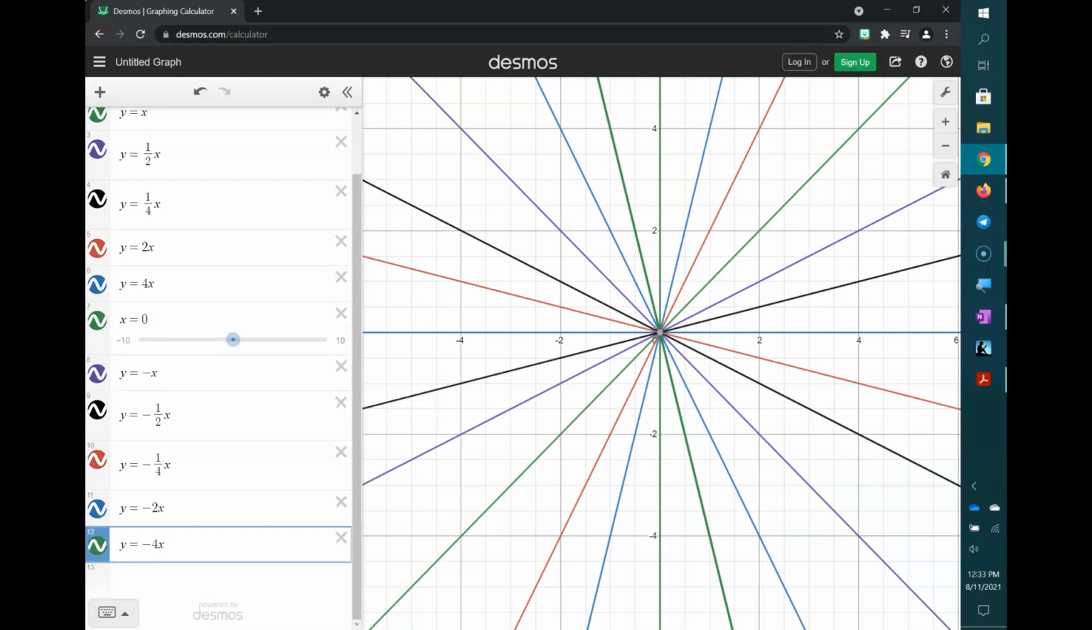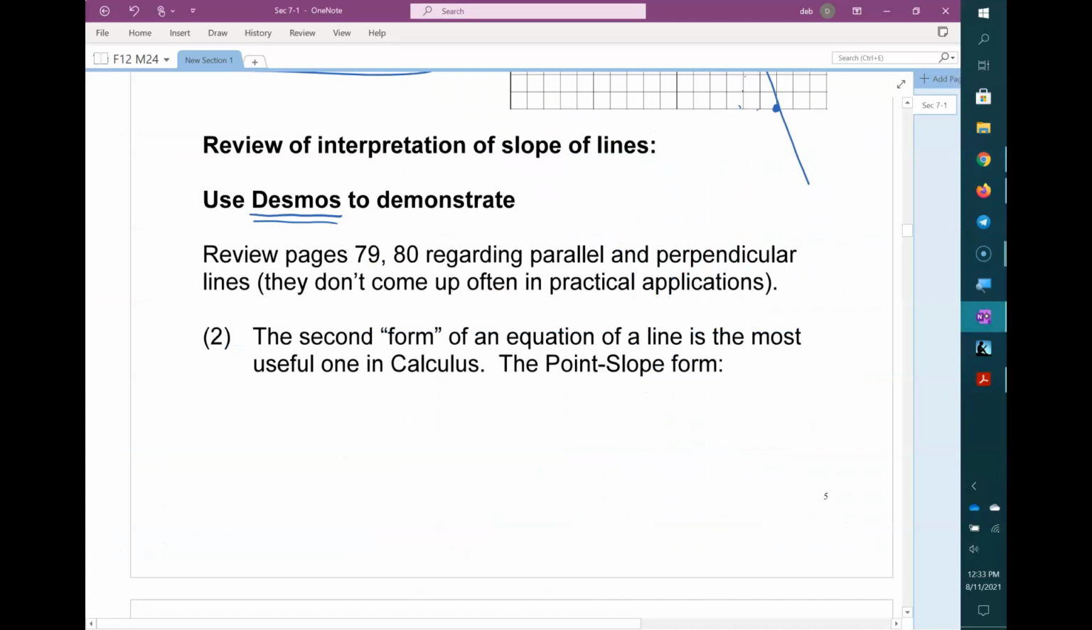So I want to make sure you have a sense of, if the slope number is this, what does the line look like? And what is that telling me about the line? We're going to talk a lot about slope in calculus, so I want to make sure you have a good idea of what slope is telling us about. And parallel and perpendicular lines really don't come up in our practical applications, but they are in the textbook if you want to glance at that and review.